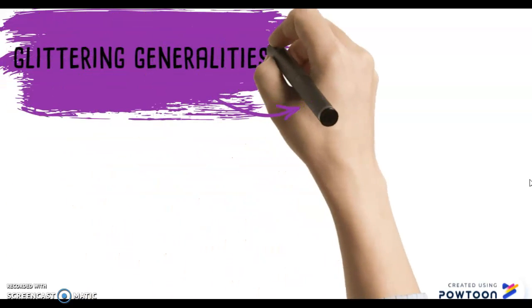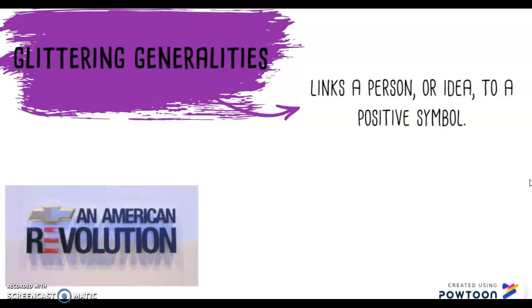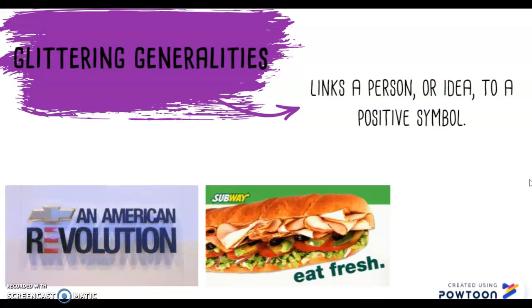The next one's called glittering generalities. That's when we're linking a person or idea to a positive symbol. So Chevy is being linked to America and a revolution. Subway is being linked to fresh.